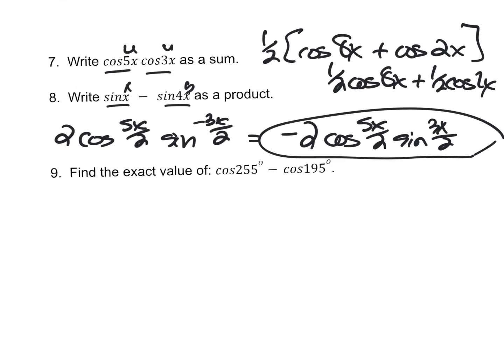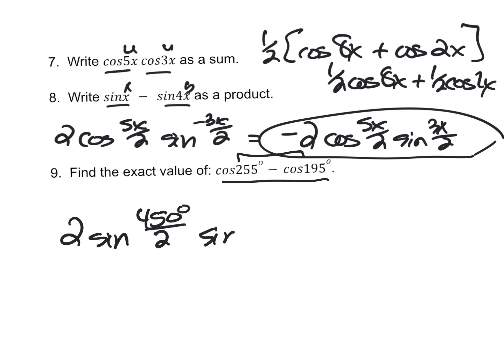Number 9, find the exact value of cosine 225 minus cosine 195. Again, that's subtraction. So I'm looking for cosine minus cosine. That's the very last thing on your sheet, cosine minus cosine. So I'm going 2 times sine, and it says x plus y, so I'm adding 255 and 195, which is going to give me 450, by the way, over 2. And then I'm going to do sine of (x minus y), which is going to be 60 over 2.